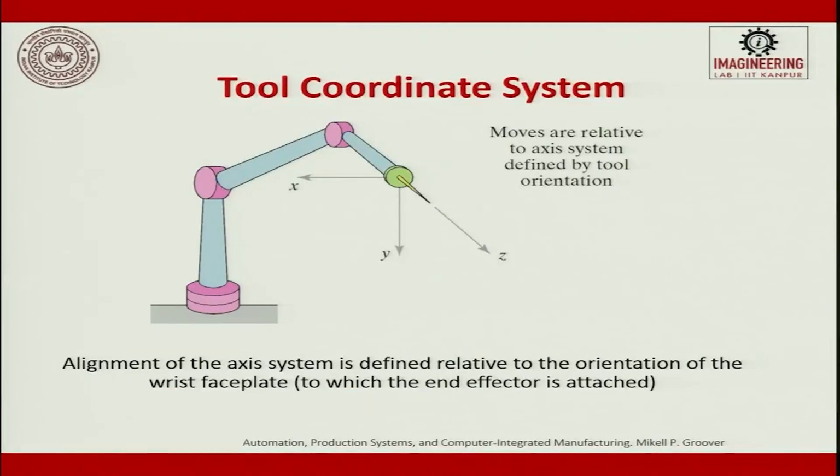So, there is a world coordinate system, and there is a tool coordinate system. This is the tool coordinate system. You see here the Z axis, X axis, Y axis; a right-hand coordinate system is used. For the world coordinate axis, this is the Z axis and these are the other two axes. Alignment of the axis system is defined relative to the orientation of the wrist face plate to which the end effector is attached. This is the wrist face plate. Moves are relative to axis systems defined by the tool orientation.